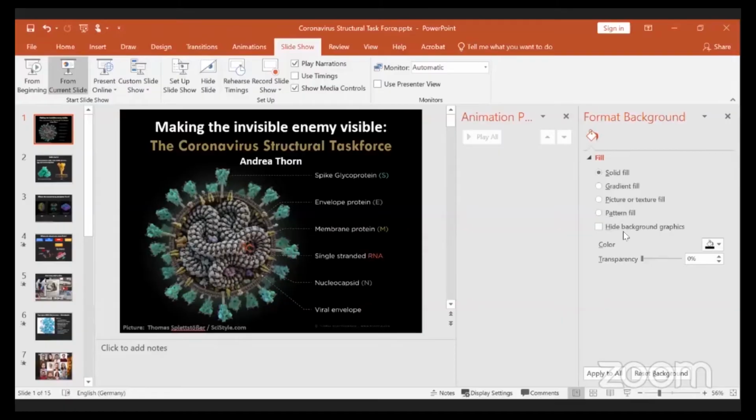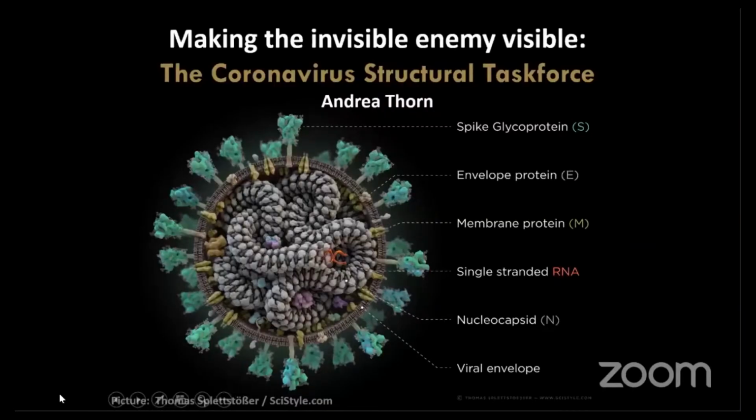So for now, we start with the second talk in the session by Andrea Thorn. Andrea Thorn is a group leader at the Rudolf Virchow Center in Würzburg, a Center for Integrative and Translational Bioimaging. And I'm looking forward to your talk.